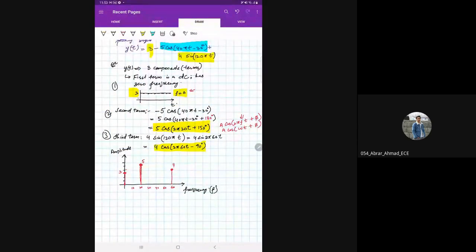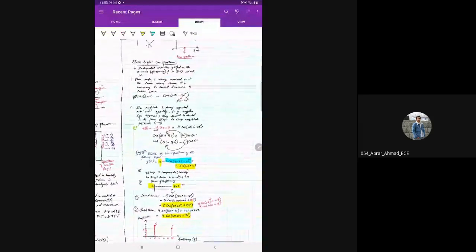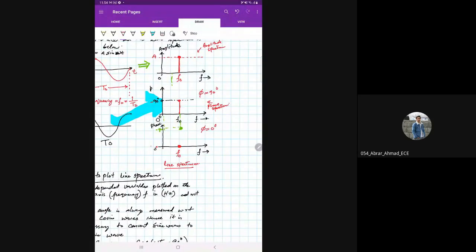Important. So this is the amplitude spectrum of the signal. Okay. Amplitude spectrum. Now we'll try to find out the phase spectrum. Sorry, phase spectrum. We'll try to find now the phase spectrum.